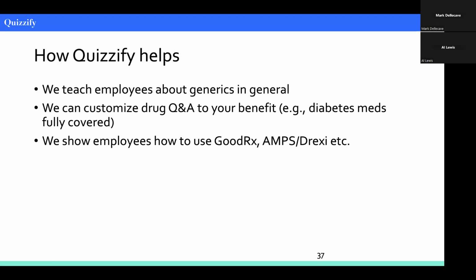So how do we help here? Well, this isn't like the others where it's kind of a night and day using Quizzify thing. We do teach employees about the value of generics. It's not as useful as you think it is because the name brand drugs are offering these copay coupons that actually are illegal in my state, to try to get around the fact that generics are less expensive and they don't want the substitution. You have a unique benefit, and we can certainly customize our drug Q&A to your benefit.